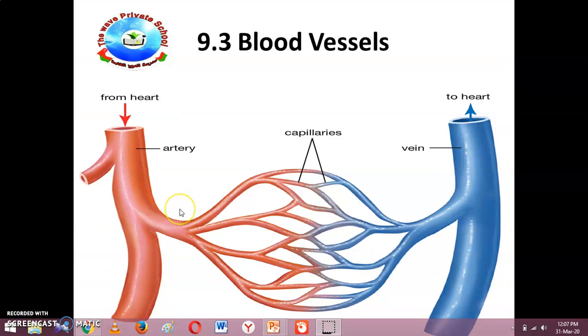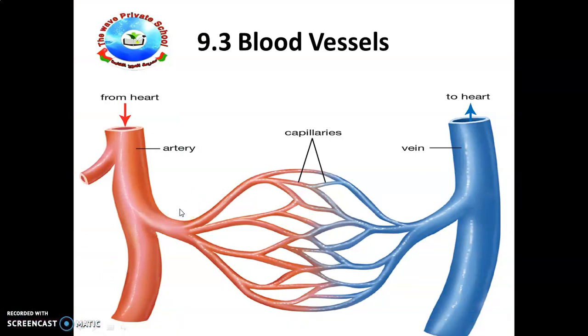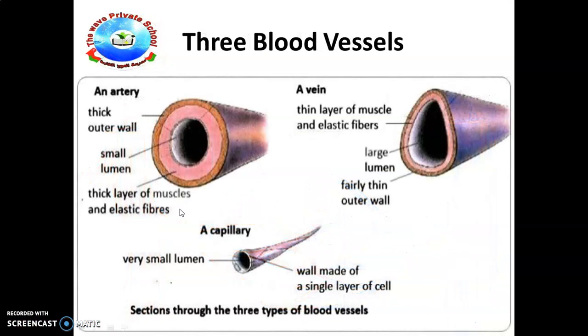So, let us see each blood vessel structure. Here you can see the picture for artery, and here capillaries, and here the vein. First, we are looking for the artery. Here you can see a thick outer wall, and then small lumen, and here thick layer of muscles and elastic fibers. So, by looking at the structure of the artery, we can say that this is the blood vessel taking away the blood from the heart.